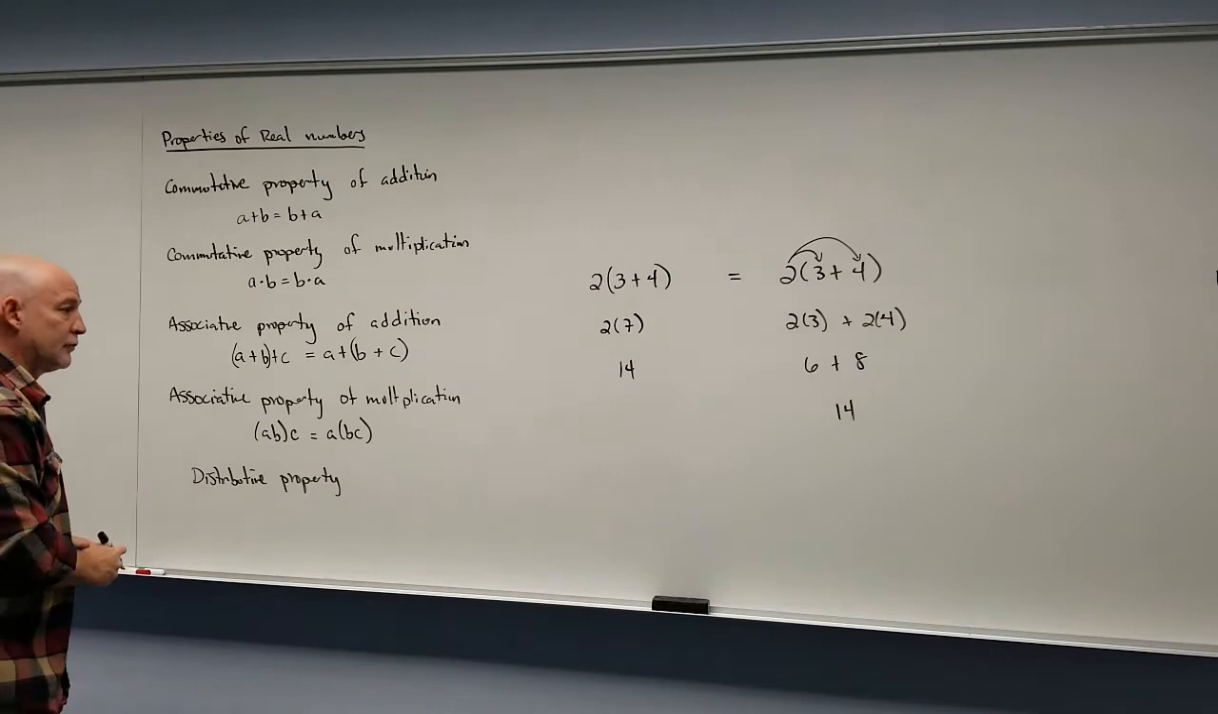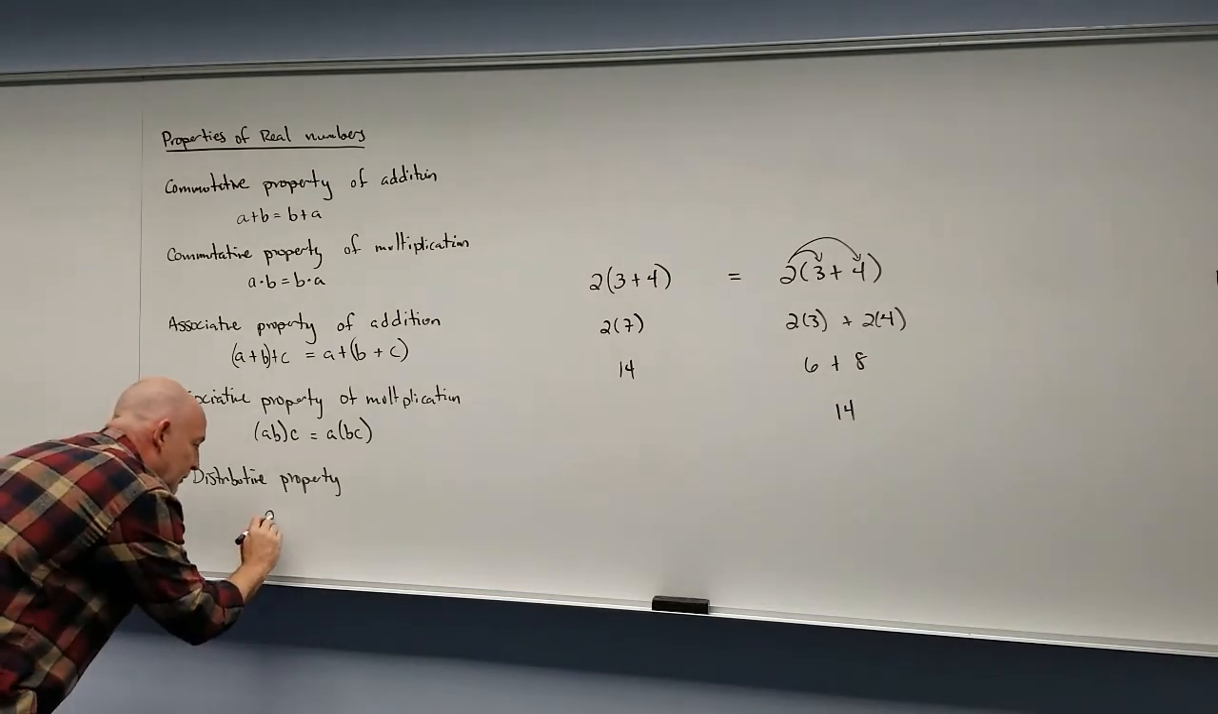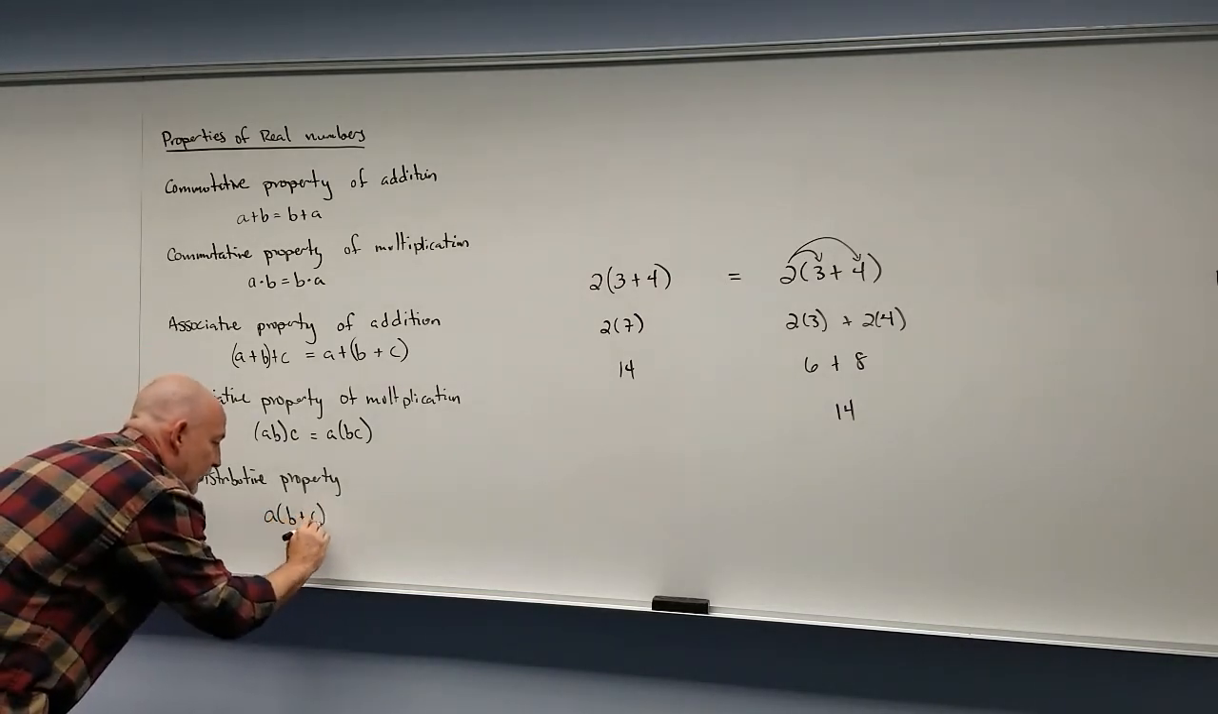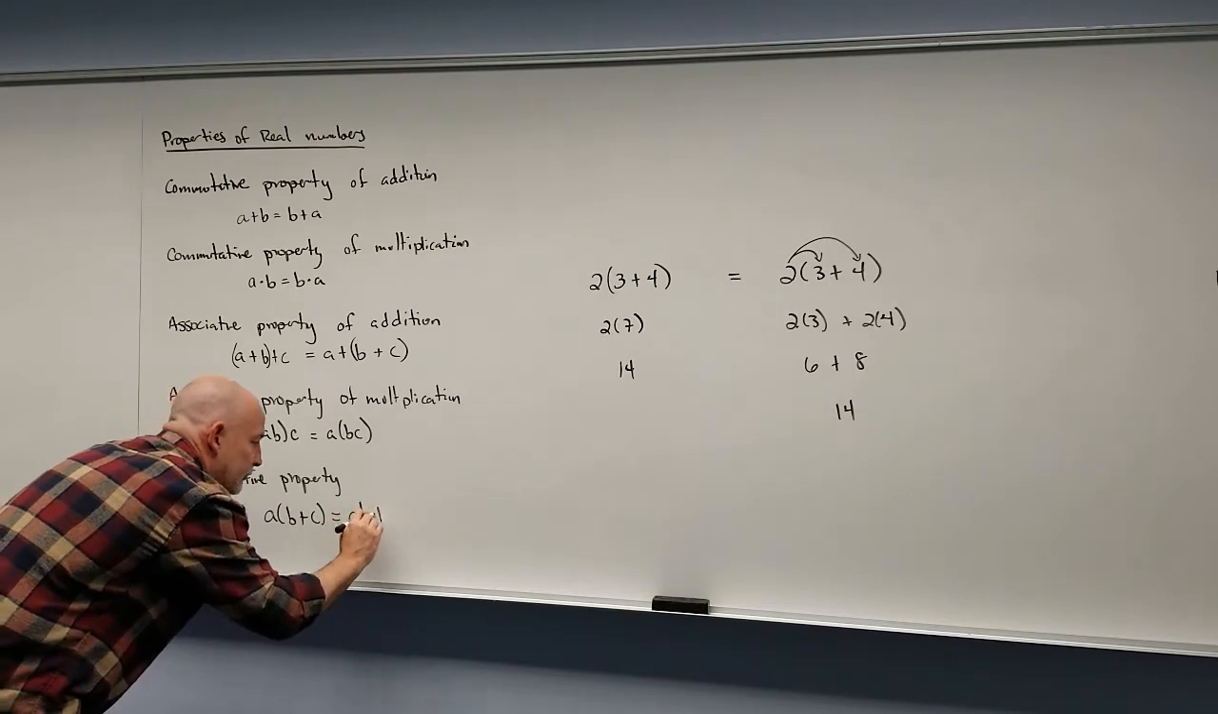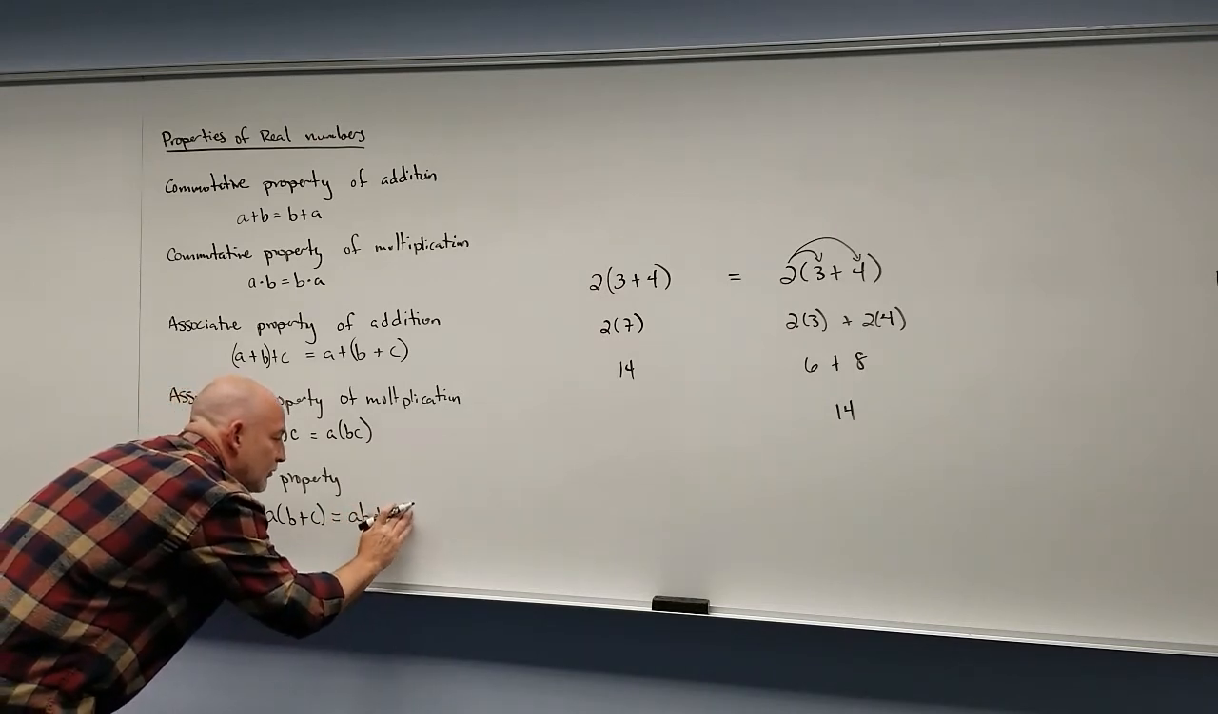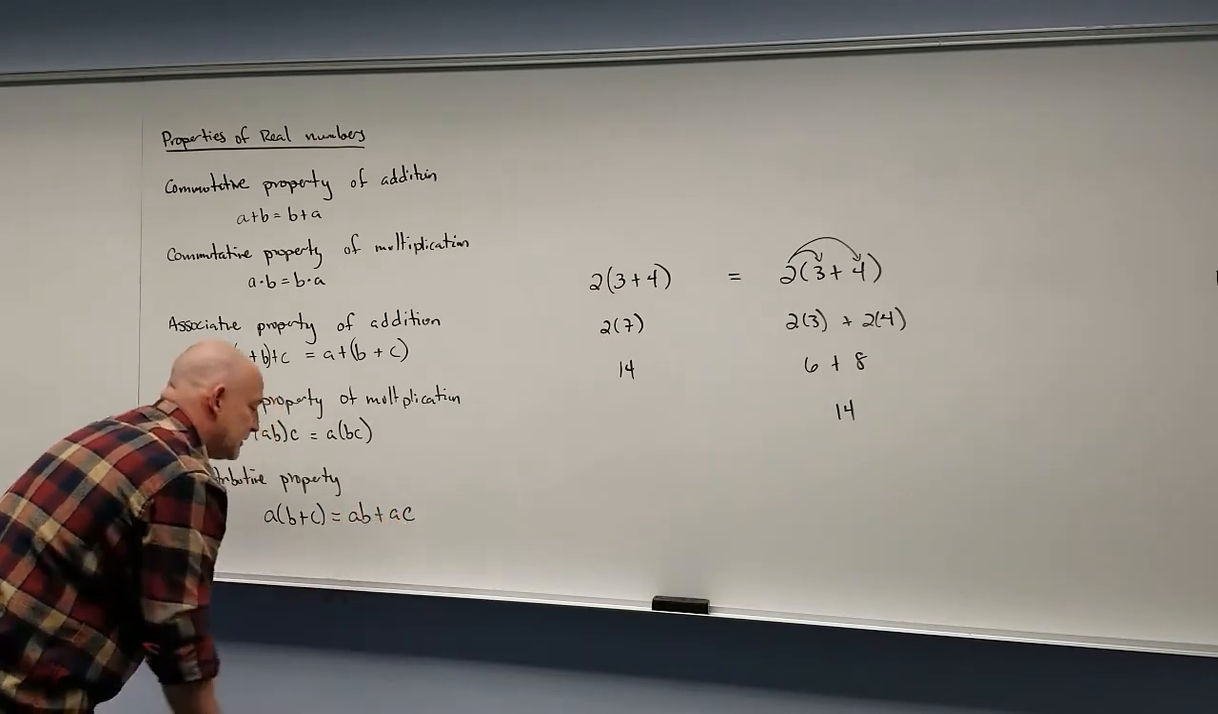So the way we write our distributive property, and it's stuck down here at the bottom, a times (b plus c) is the same thing as a times b plus a times c.